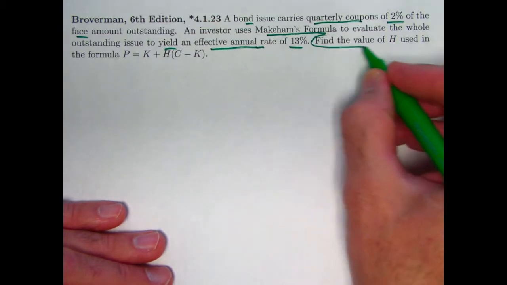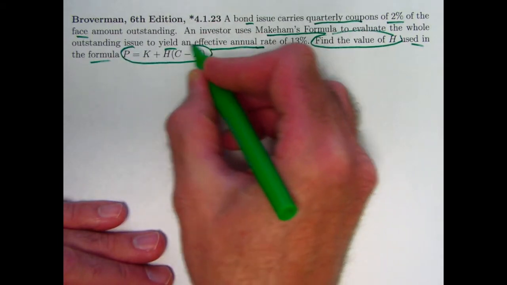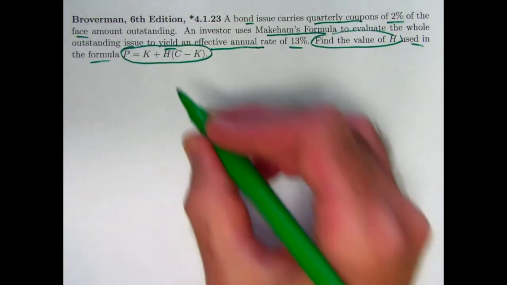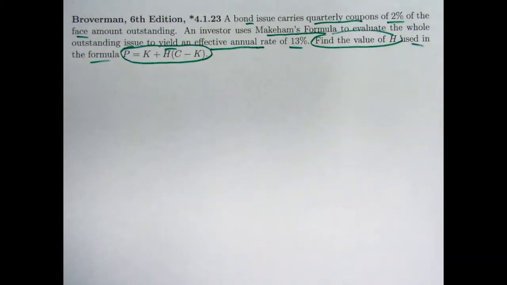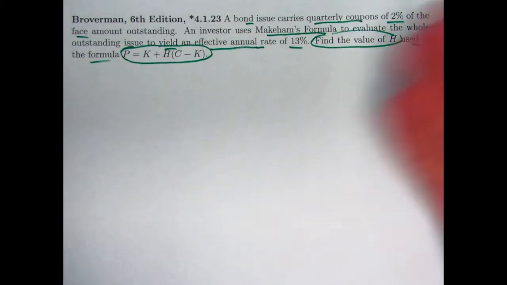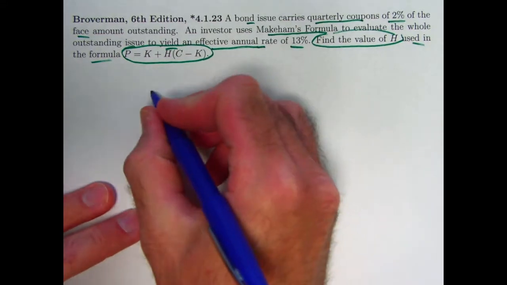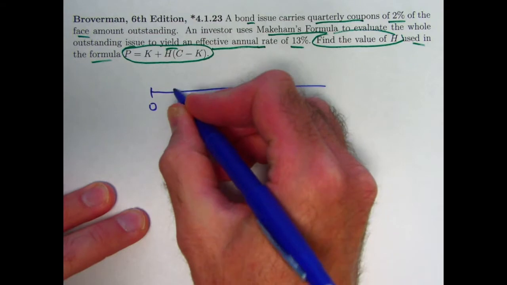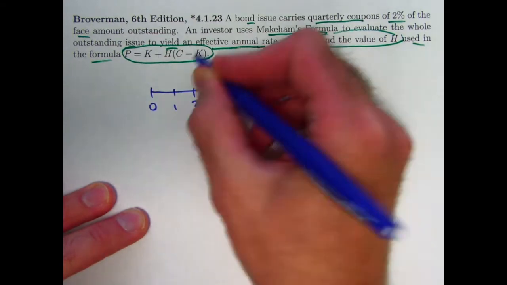The goal is to find the value of H that is used in this formula for the price, P equals K plus H times, in parentheses, C minus K. P is the price, which is the present value of all the future payments. C is the redemption amount. So far in looking at this formula, you don't know what K or H are. We have not seen those before. What will those quantities represent? Let's start from scratch. We'll draw our timeline and think about the formula for the price and possibly rewriting it in different ways to make it look like this.